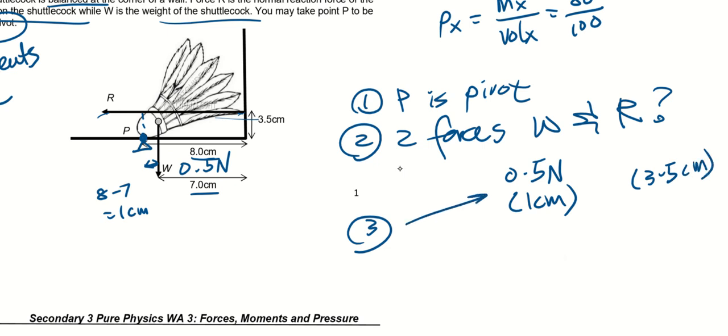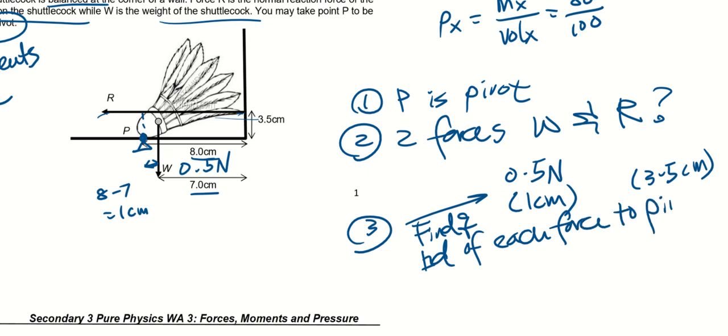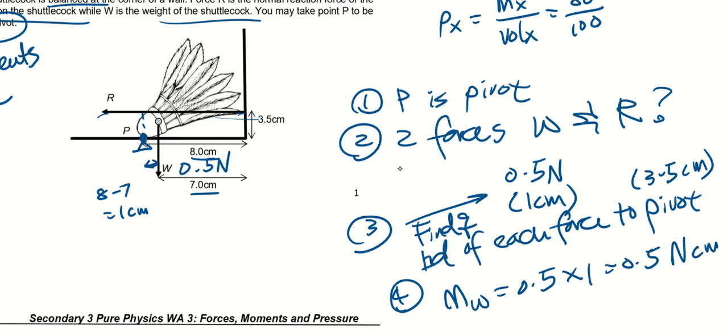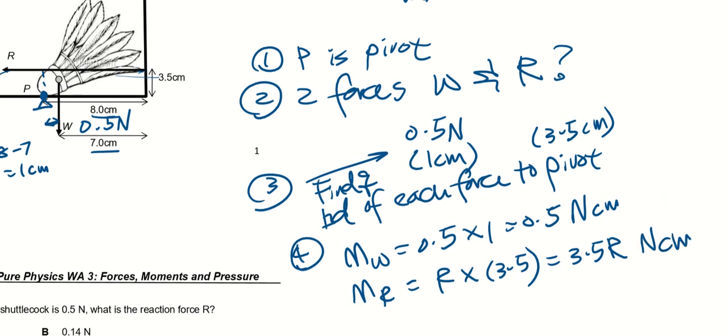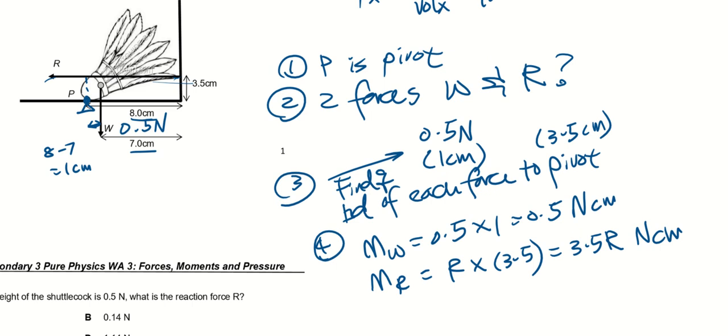Okay, so that's step 3, finding the perpendicular distance of each force to the pivot. Okay, step 4 will then be calculating moment. Moment of W is equals to 0.5 times 1, so equals to 0.5 Newton cm. Moment of R is equals to R, which is unknown, multiplied by 3.5 cm, so equals to 3.5 R Newton cm. Okay, then find the assigned direction.